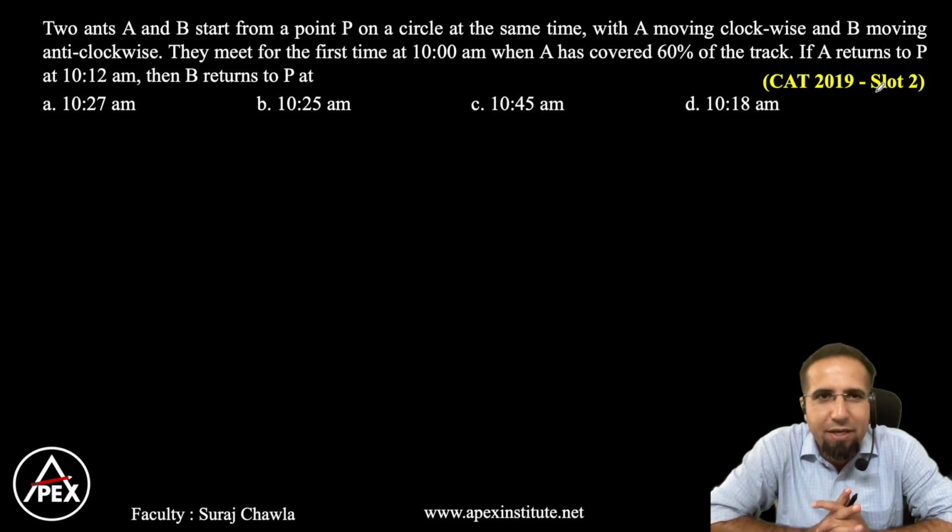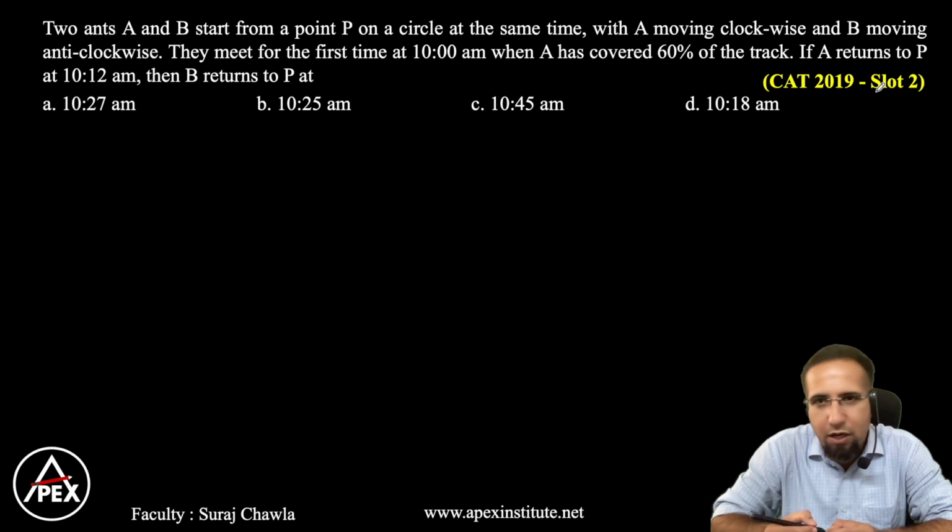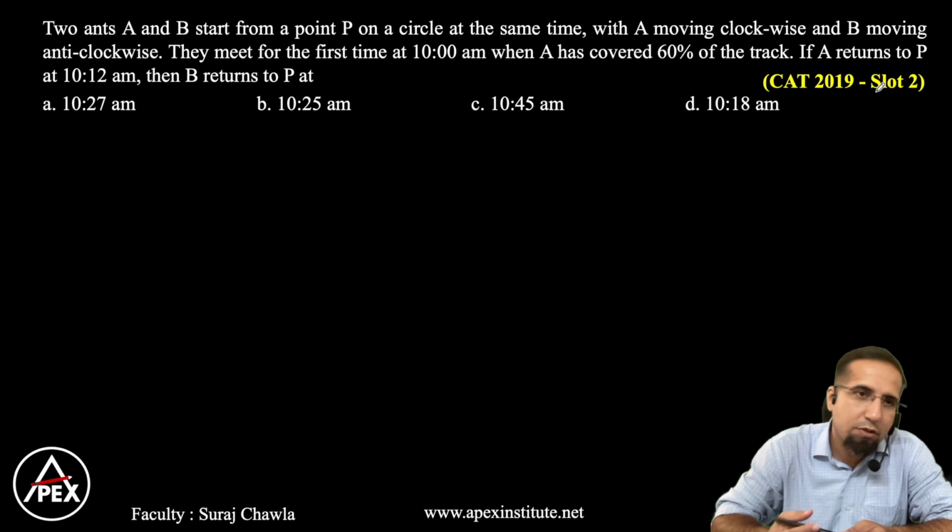Now, two ants A and B start from a point P on a circle at the same time. A is moving clockwise and B is moving anti-clockwise. They meet for the first time at 10 a.m., and A covers 60% of the track. If A returns to P at 10:12, find the time after which B returns to P.